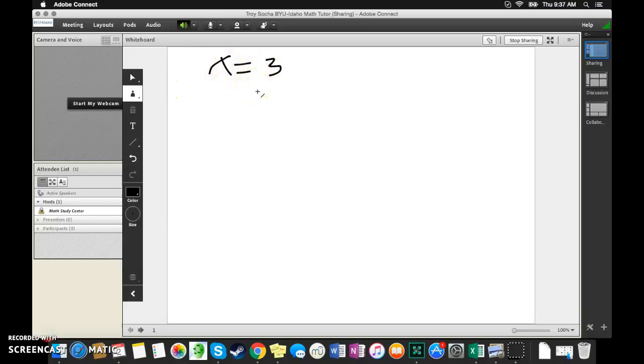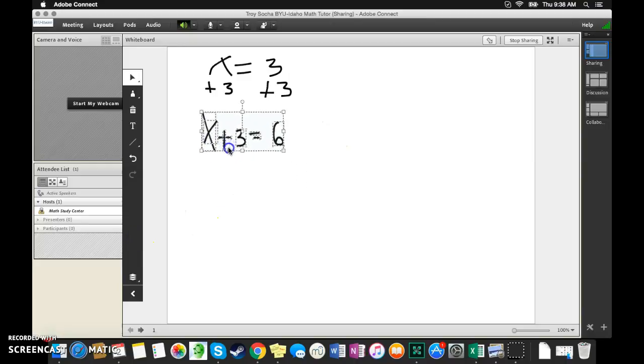Now let's say that I wanted to make x a little bit more hidden. What I'm going to do is add 3 to each side. So as you can see, x is not as apparent anymore. X still equals 3 if we solve the problem, but it's not readily recognizable that x does equal, in fact, 3.